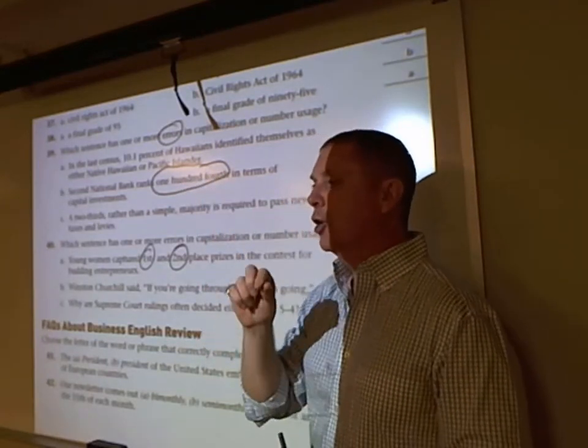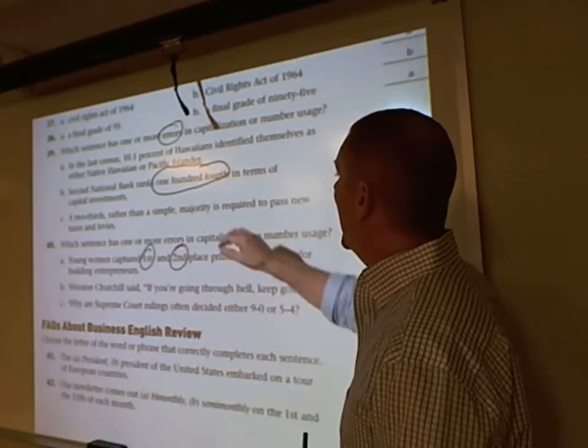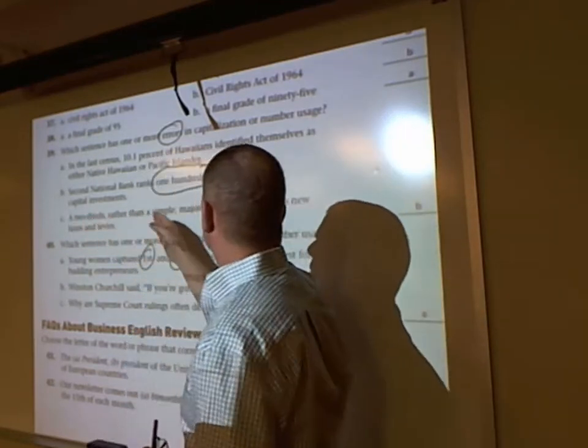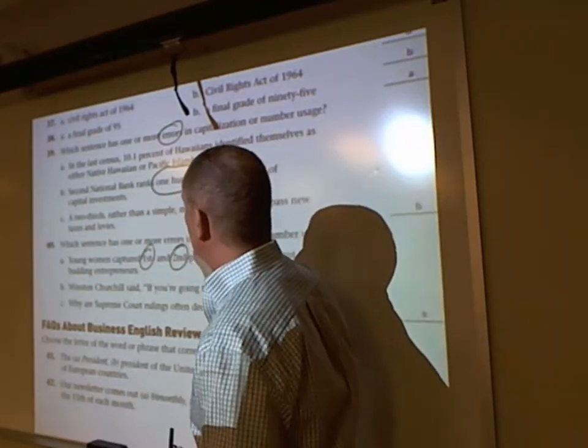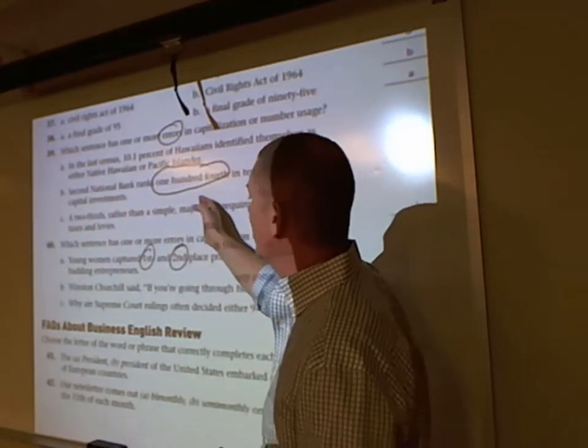A 2/3 majority rather than a simple majority. The word 2/3 is being used as an adjective describing majority, so it is hyphenated, is required to pass new taxes and levies. So letter C is correct, but B is not, so that's your answer.